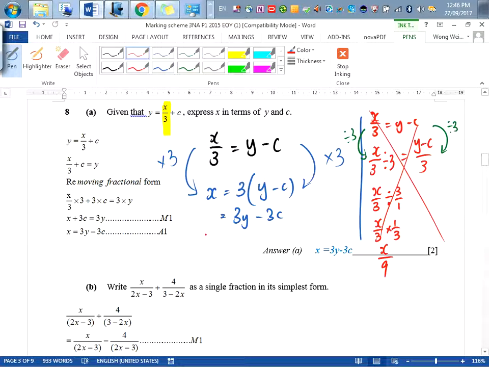What if you put x equals 3c minus 3y? Also wrong. Can you find your error?